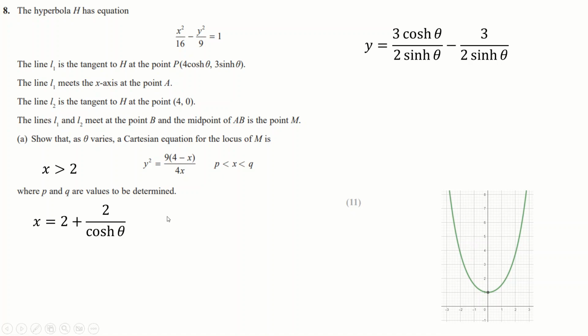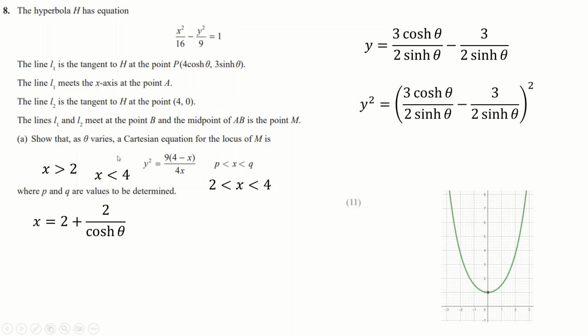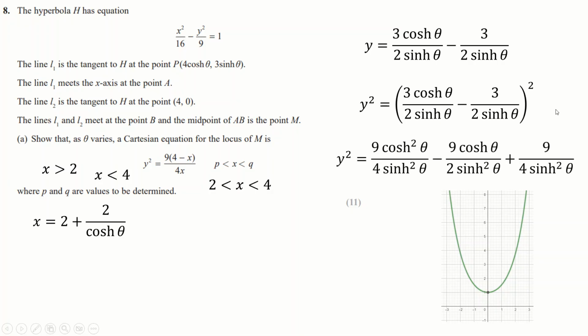And the largest x can be, if cosh is 1, is 2 plus 2 over 1, which is 4. So x looks like it's trapped between 4 and 2, which will just earn us this last mark here. And now I'm going to do what I said I was going to do, which is square out y. Of course, this is going to be this times itself, so it's this times another copy, times this, cross terms, and then these last two terms, you get eventually this.